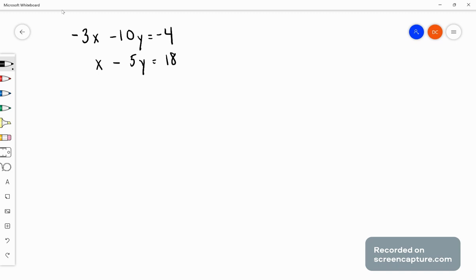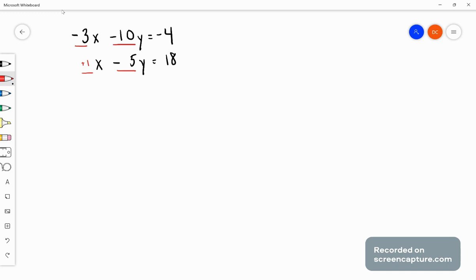You can see here, none of my variables have the same coefficient in front of them. This has a negative 3, this has a positive 1. Here this is negative 10, and this is a negative 5. Well, I want to get these to be multiples of each other, in only one variable. So I can pick either x or y to eliminate.